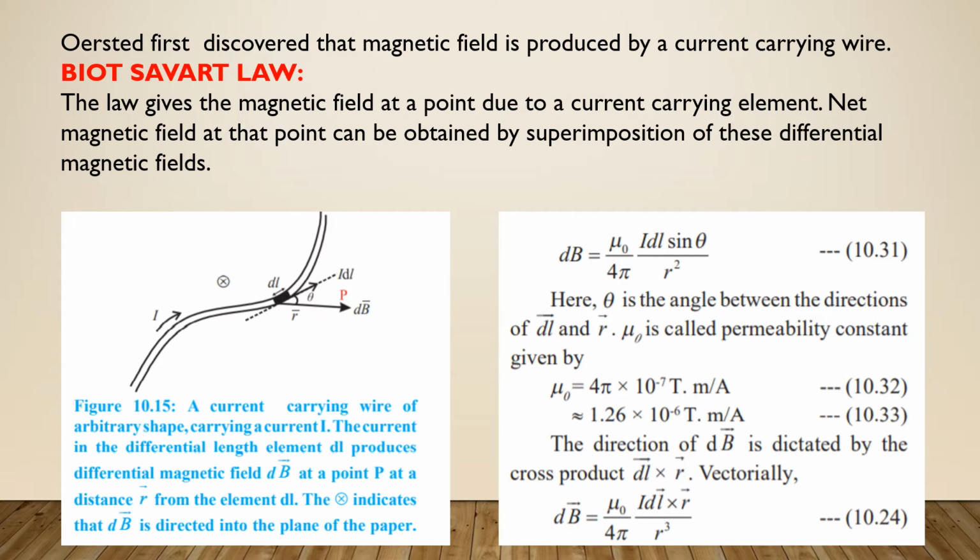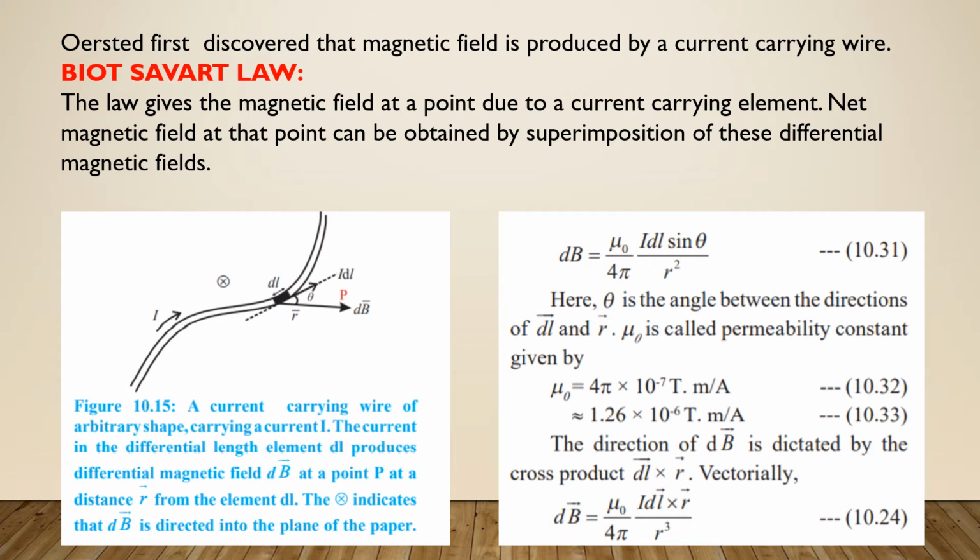If we convert that proportionality into equality, we need to insert a constant of proportionality, which is taken to be mu0 upon 4 pi, where mu0 is called the permeability of free space, and the factor 4 pi takes care of the 3D geometry. Hence, the expression for Biot-Savart law is dB is equal to mu0 upon 4 pi, I dl sin theta upon r square, which gives the differential magnetic field at point P due to that small element dl in scalar form.